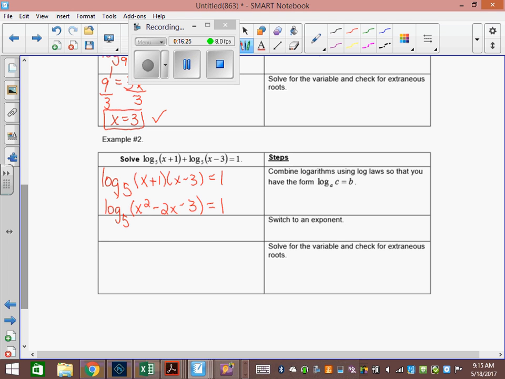Now I don't know what's beside the log. If the variable is what's missing, which is beside the log, what do we do? Convert it to exponential, because I have one log, right? So I'm going to get 5 to the 1 equals that.